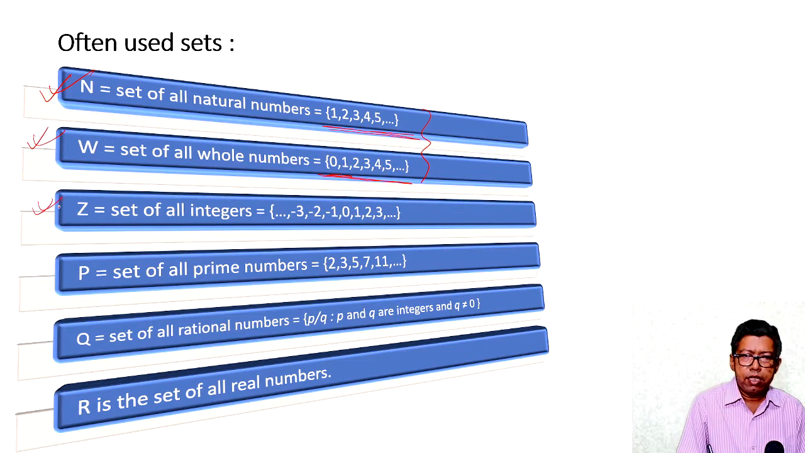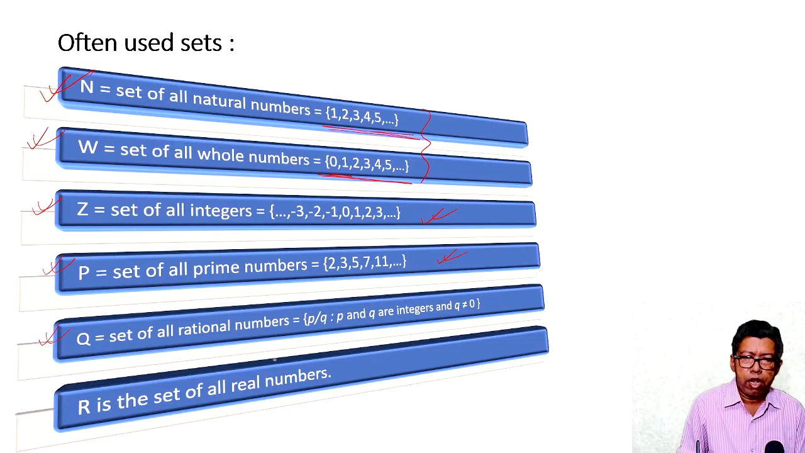And Z is the set of all integers. Here it is also an infinite set. Some are positive integers, some are negative integers, including 0. 0 is neither positive nor negative, so this is also an infinite set. And P is the set of all prime numbers, and you know the first prime number is 2, and you continue 2, 3, 5, 7, 11, 13, 17 and so on. So this is the set of all prime numbers. Okay, this is also infinite.